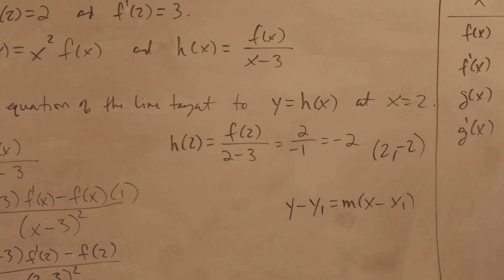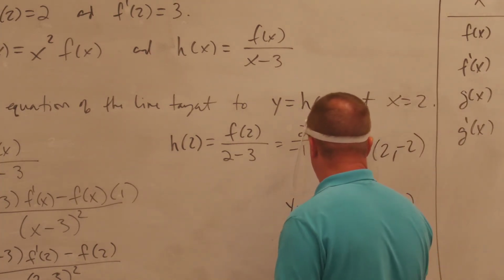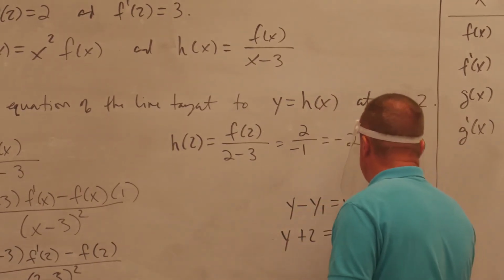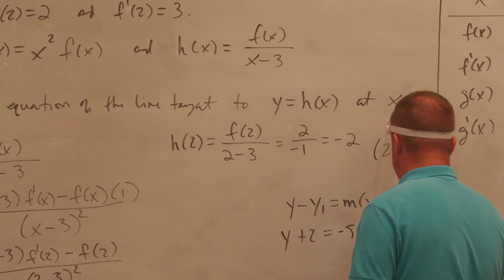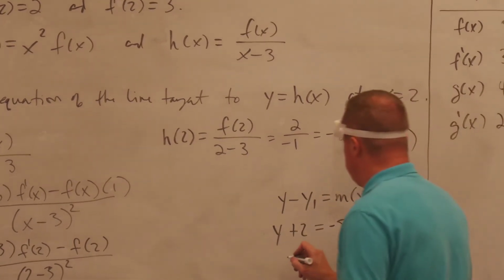All right? Put all that in. So I have y minus the y-coordinate. y minus negative 2 will be plus 2, equals the slope, negative 5, times (x minus the x-coordinate, 2). All right. Do a little algebra here.